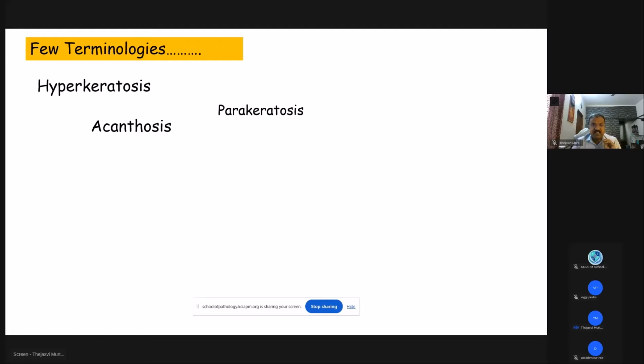Parakeratosis is retention of nuclei in the keratin layer. When you see hyperkeratosis, you usually look into the keratin layer under the 10x or 40x, to see whether there are nuclei in the keratin layer. That is called parakeratosis. Now, if the hyperkeratosis is present and it is compact without any nuclei, then it is called orthokeratosis.